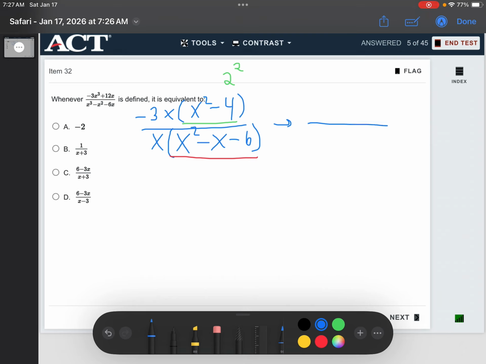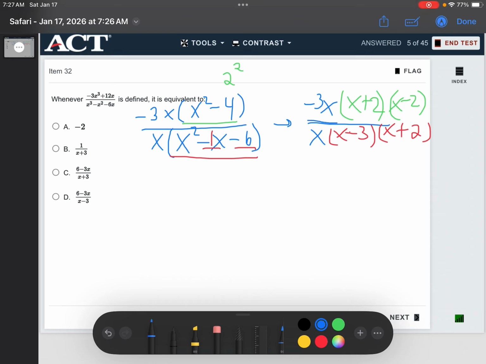So if we keep factoring this, we get our negative 3x. Here's our x. So in the top, we're going to end up with two pieces. They both contain an x and a 2. One of them's plus, one of them's minus, right? So that's how we factor difference of two squares. In the bottom, like I said, we call this product sum. The first term of each needs to be x. The second terms need to multiply to negative 6 and add to negative 1. So negative 3 and positive 2, that's what multiplies to negative 6 and adds to negative 1.